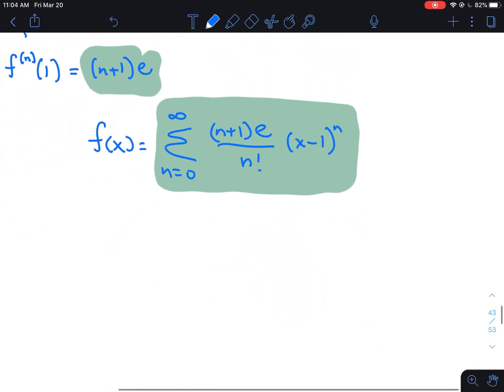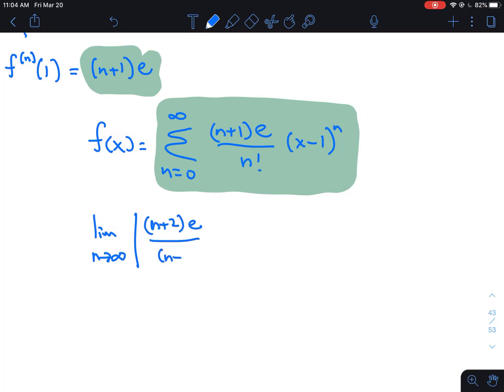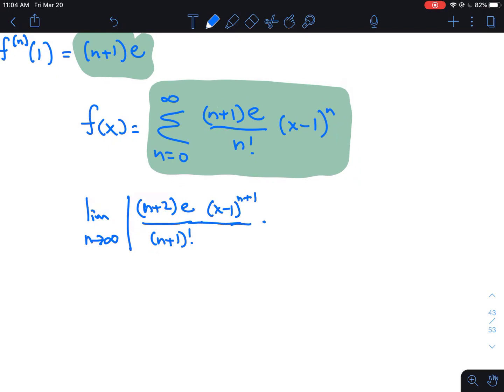So if we use the ratio test, we're going to have the limit as n goes to infinity of the absolute value of n plus 2 e's divided by n plus 1 factorial, times, let's put this in the numerator here, I suppose, x minus 1 raised to the n plus first power. So that's my a sub n plus 1. And now we're going to divide by a sub n, or I'm going to multiply by the reciprocal. So I'm going to have n factorial on top. I'm going to have n plus 1 e's on bottom, along with x minus 1 to the nth power on bottom. And so again, a lot's going to be canceling here.